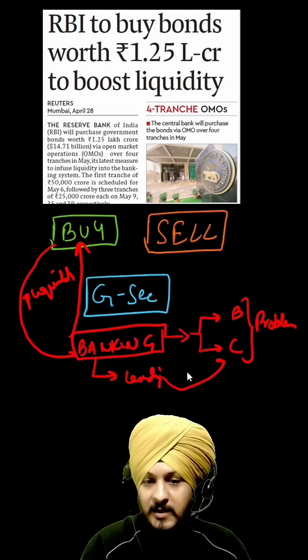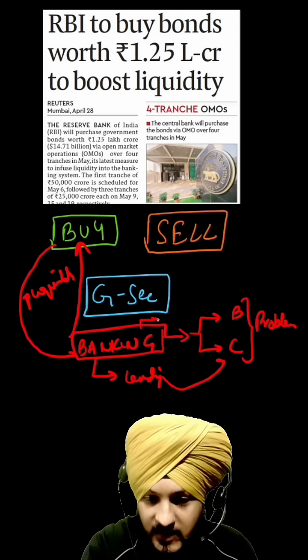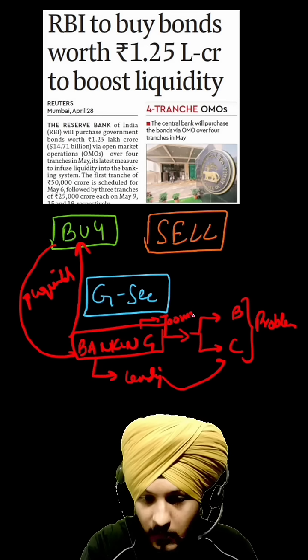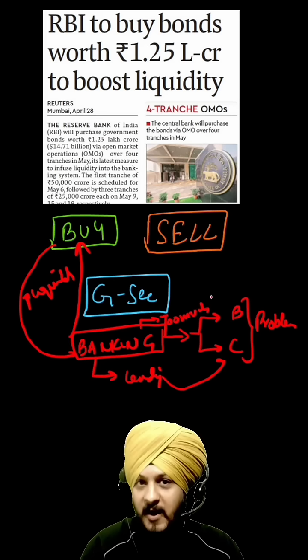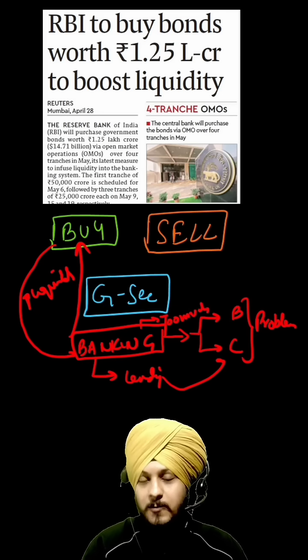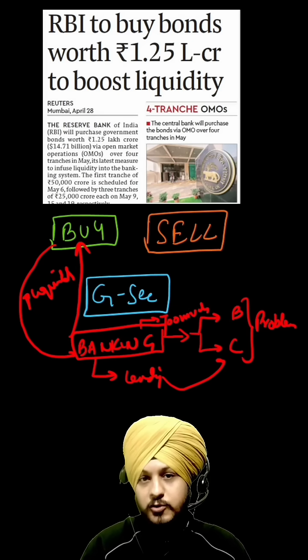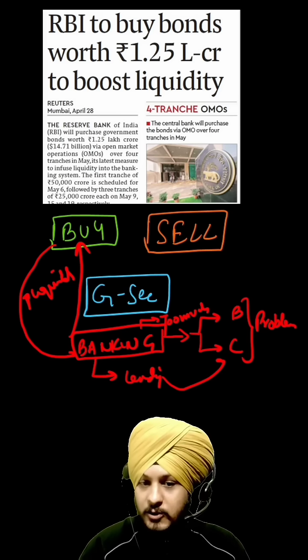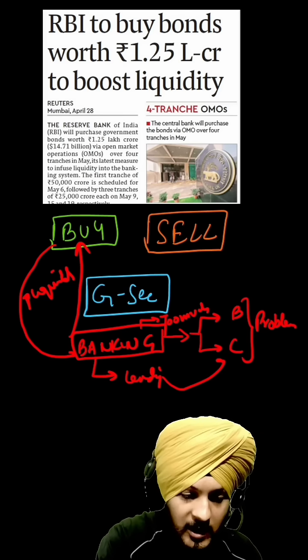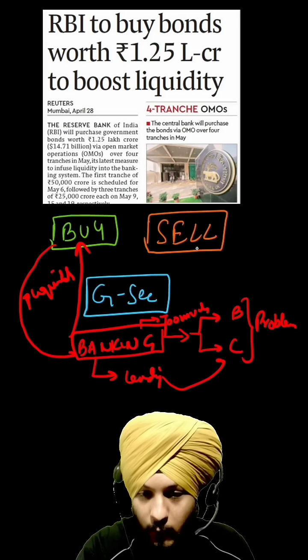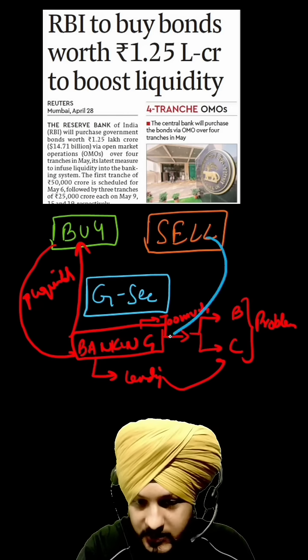Apart from that, let us say this banking system has too much money. When there is too much money in the banking system, what might it lead to? It might lead to inflation. So what is RBI's job? RBI's job is to control the inflation in the market, which is one of the important functions of the RBI. So in this scenario, RBI can come into action and sell the government securities to the banks.